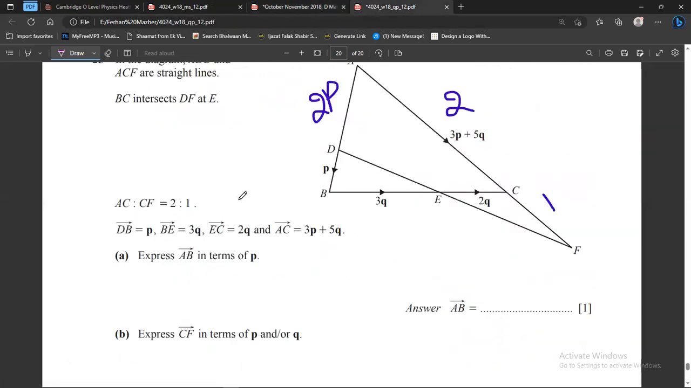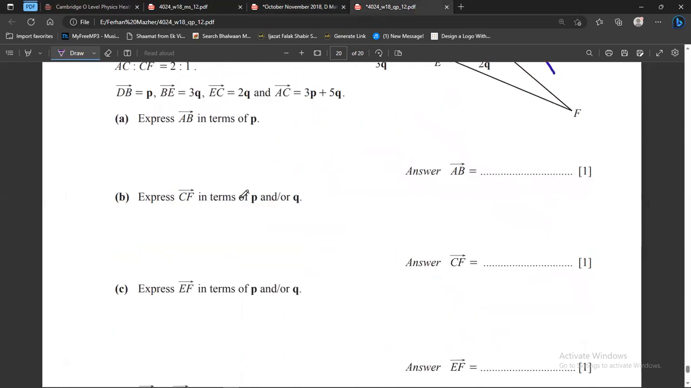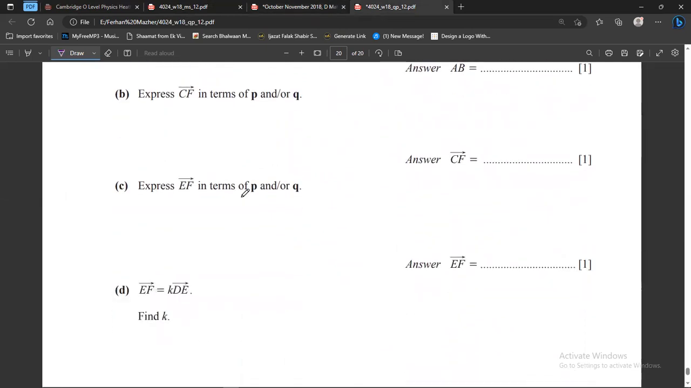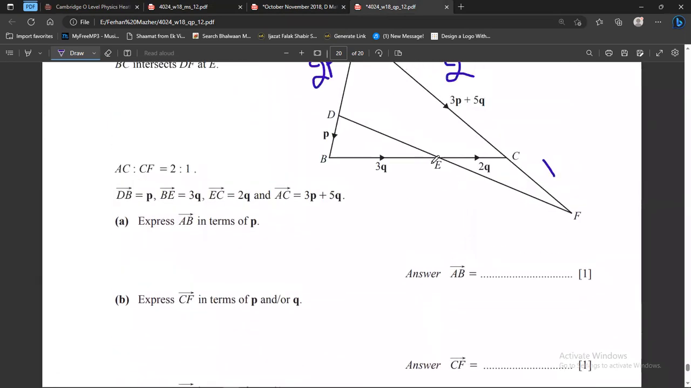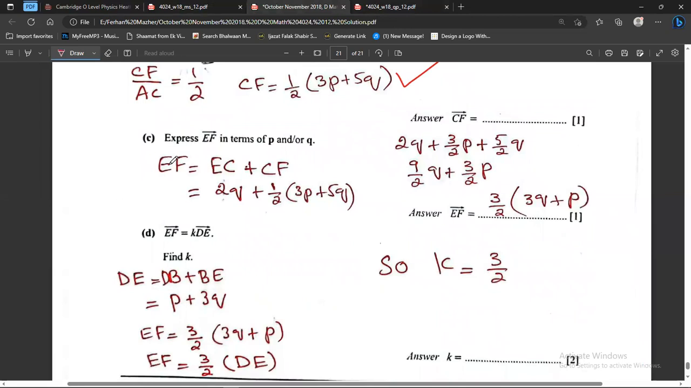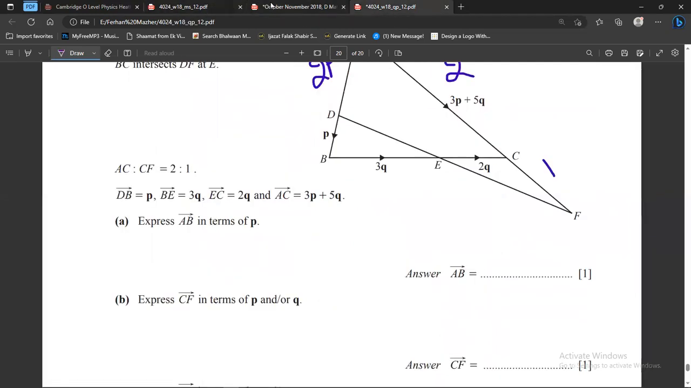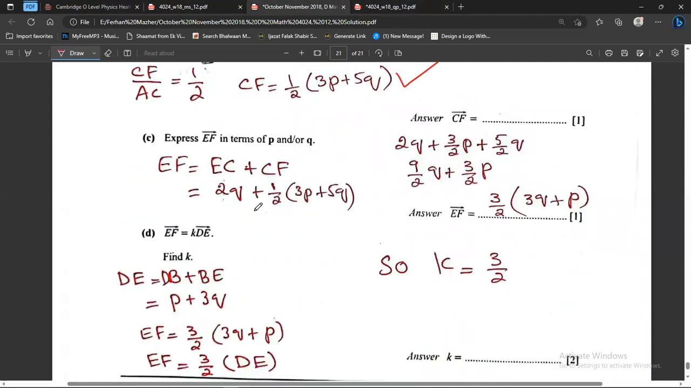Then we have to express EF. Express EF. So if you want to find out EF, from E go to C, from C go to F. Very simple method. EF will be equal to EC plus CF. EC, you know, is 2Q. Sorry, I said P, it's 2Q. So it's 2Q plus 1 by 2 of bracket 3P plus 5Q bracket close.